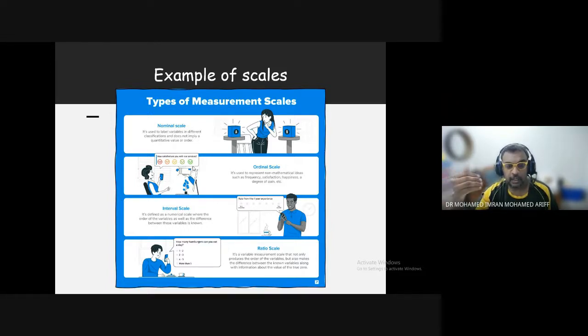Interval scale ni maksud dia macam, from a scale of 1 to 10, what is your preference? What is your food preference? In the term of 1 to 10, what is your tolerance level towards pain? So dia ada scale dekat situ. Okay, rate your experience during your last holiday in Langkawi. 1 is the worst, 10 is the best.